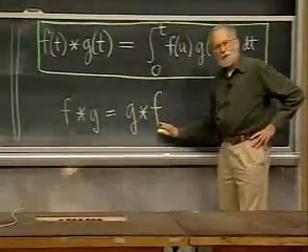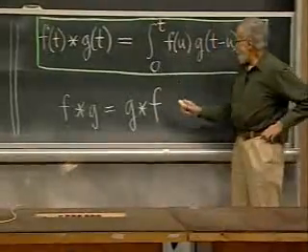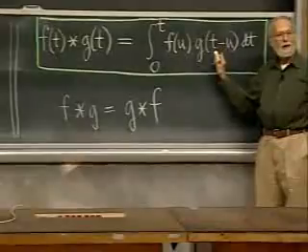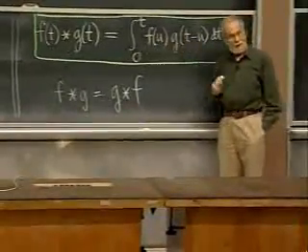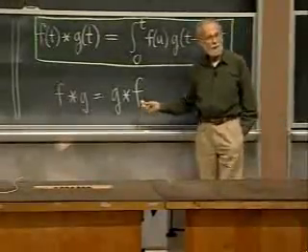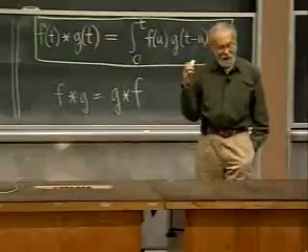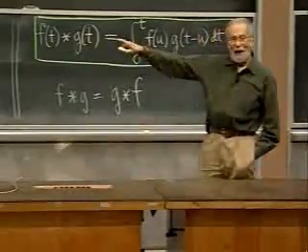Now, that's a theorem. It's commutative. This operation is commutative, in other words. Now, that has to be a theorem because the formula is not symmetric. The formula does not treat f and g equally. And therefore, this is not obvious. It's at least not obvious if you look at it that way, but it is obvious if you look at it that way. Why?